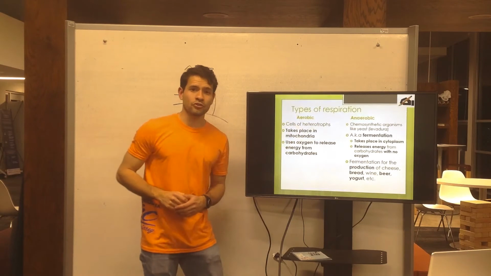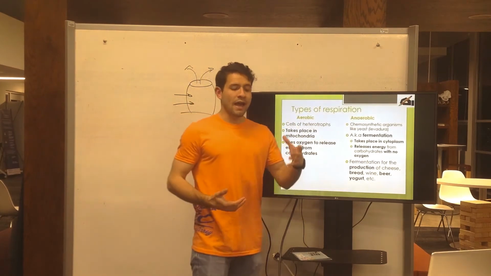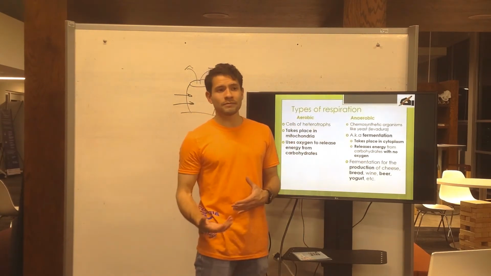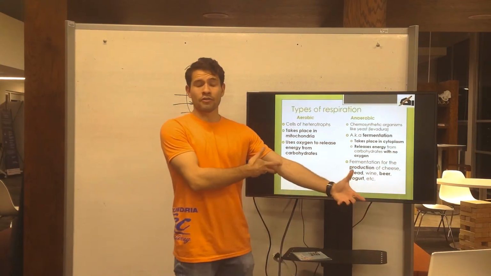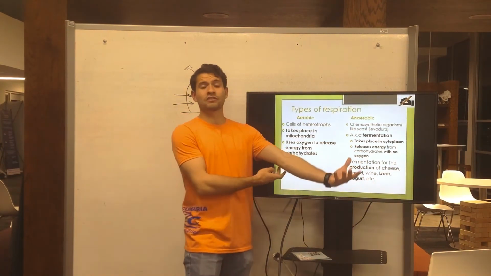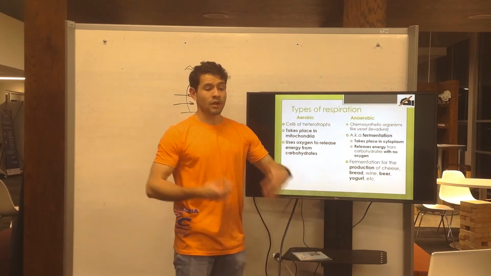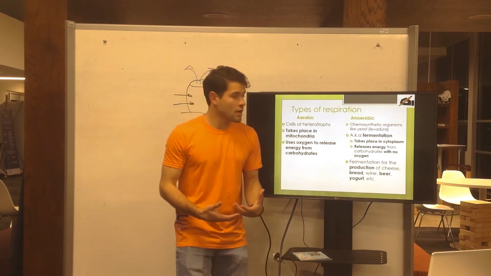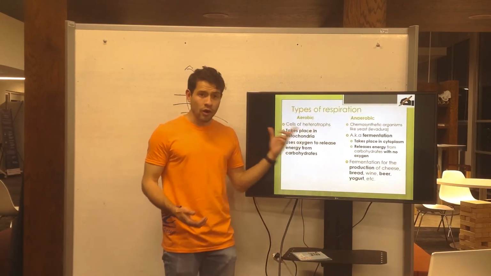So the first thing that you need to know is that aerobic respiration takes place in the cells of heterotrophs. If you remember properly, a heterotroph is basically an organism that eats other organisms for food, like gets their food from other organisms, okay? We as animals, we are heterotrophs. So we are going to have aerobic respiration.